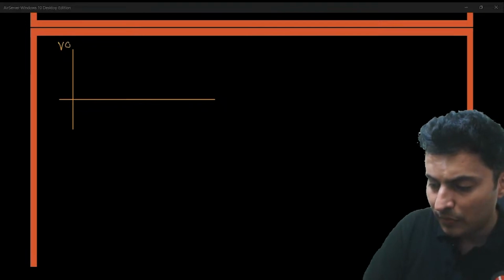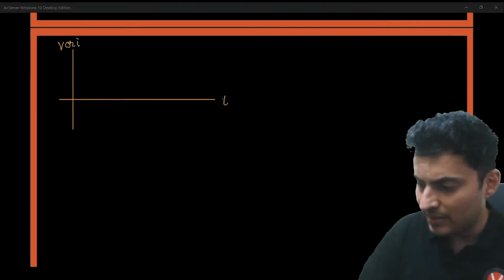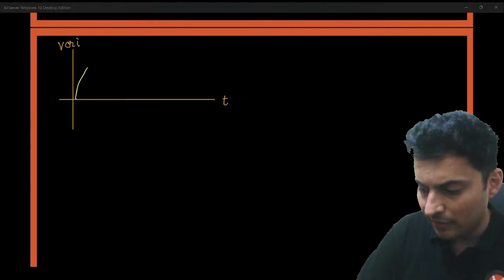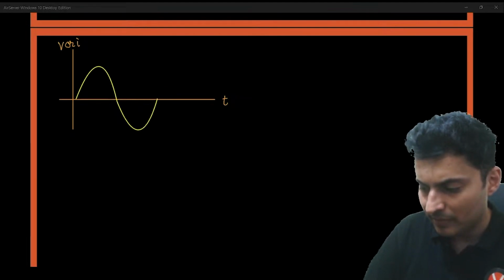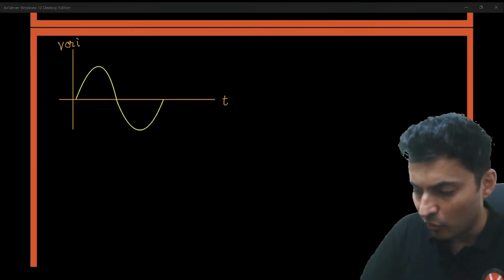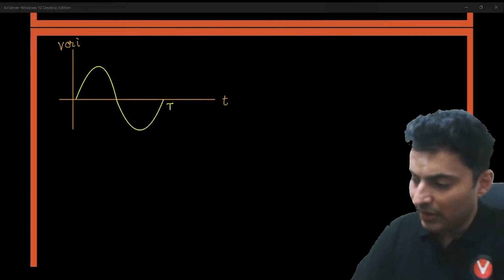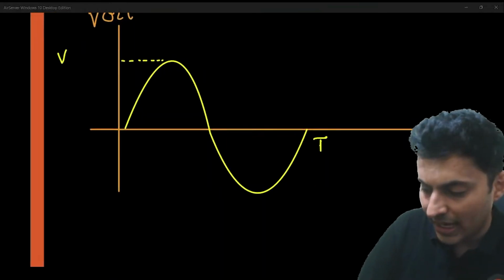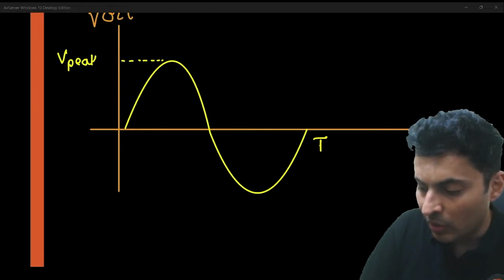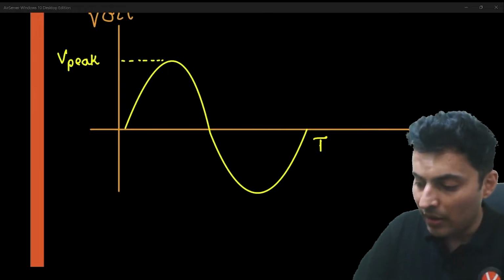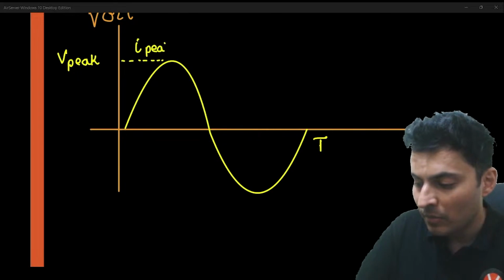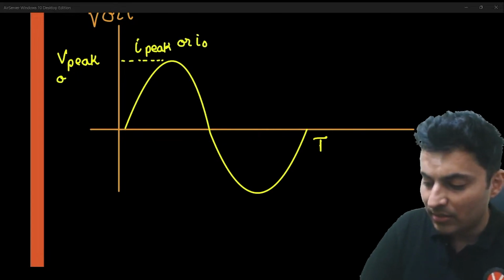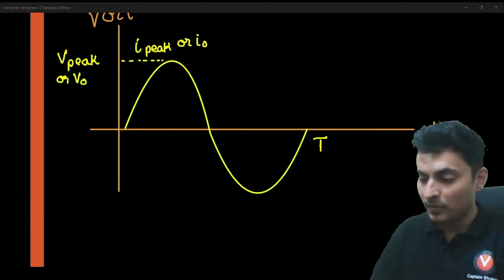If you have voltage or current versus time, and let's say the graph goes up and down like this, down and up like this, it completes one time period. First things first, you should know this point is called the peak point, or the peak voltage or the peak current. Sometimes it is also called I naught. Sometimes this is also called V naught.